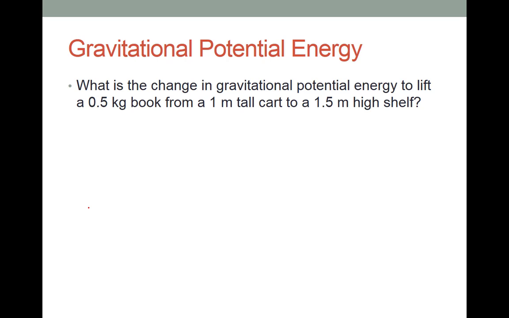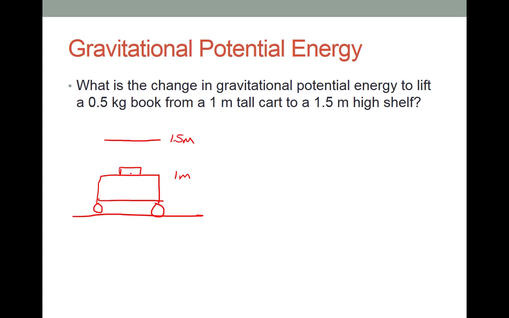For our next example, we're going to think about a gravitational potential energy example. So in this example, we have the floor. We have a cart. I put it on wheels so it looks like a cart. On top of the cart, there is a book, and we are told that the cart is 1 meter high, and above the cart, at the 1.5 meter mark, there is a shelf, and we are told the mass of the book is 0.5 kilograms.